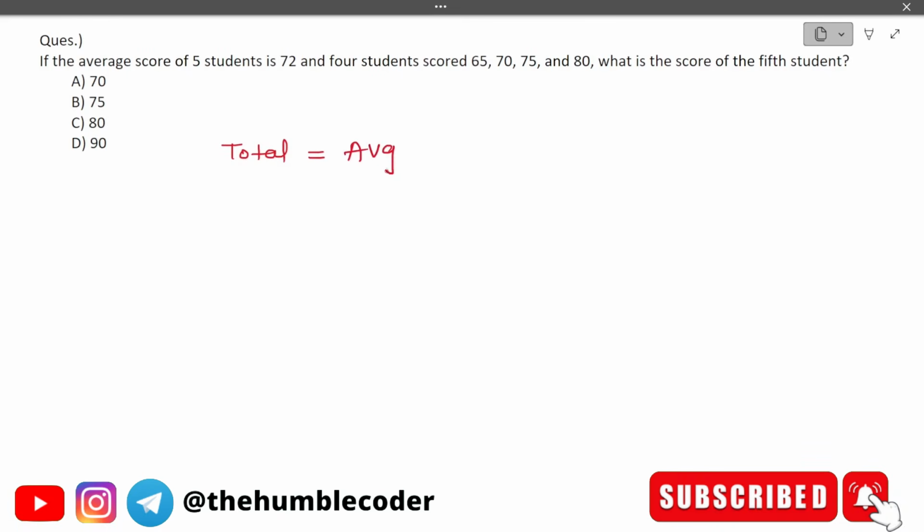Whenever the average value is given for a number of quantities. In this case, what is the quantity? Students. So that is the number of students. First of all, we will find out the total. The average told to us is 72, and the number is 5. So 72 times 5 will give us the total, which is going to be 360.